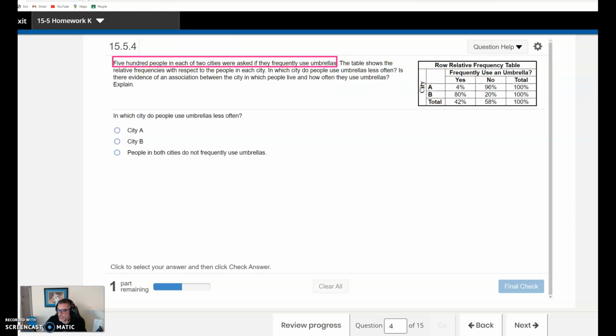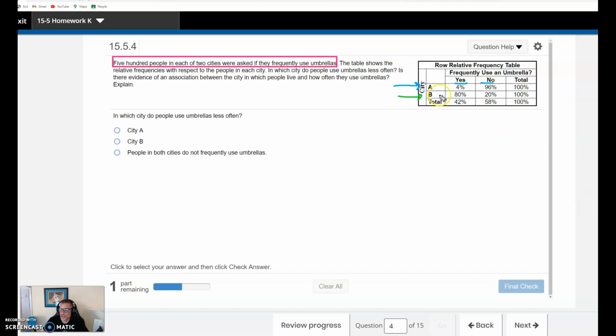And you can see that on the columns here, it says, do you frequently use umbrellas? We have a yes or a no. And then for our rows, we have 2 different cities. Now, they didn't say like Concord and Pleasant Hill. They just said city A and city B. So if I want to know about city A, 4% said yes, they frequently use umbrellas, and 96% said no. What does that mean? Well, that means that this is a dry city. They don't tell us where these are or if they're near each other. But clearly, we do not get a lot of rain here because 96% of them don't use umbrellas.